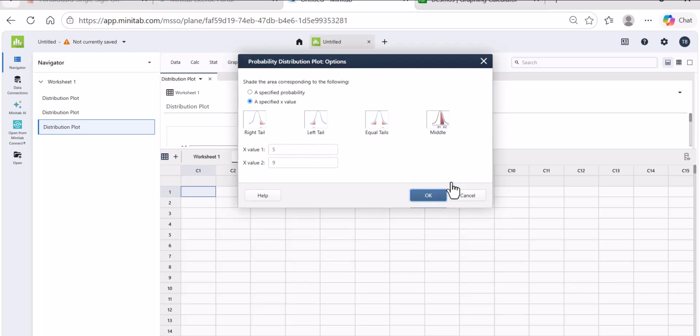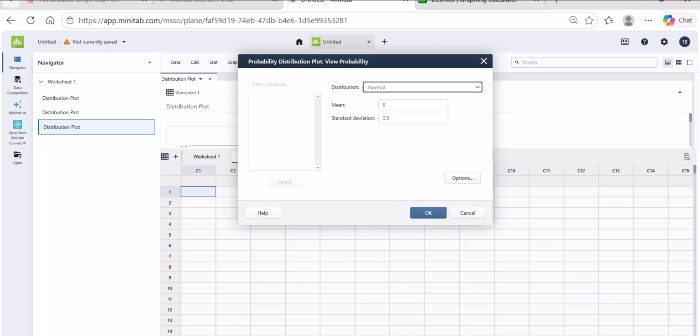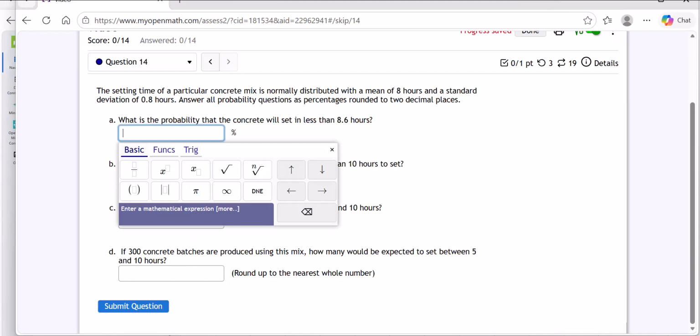Our first case says find the probability that the setting time was less than 8.6 hours. So that's a specified x value. Less than is left, and we'll put in our value of 8.6. This tells us the probability is 0.7734, so we'll enter 77.34, and that's a percentage.